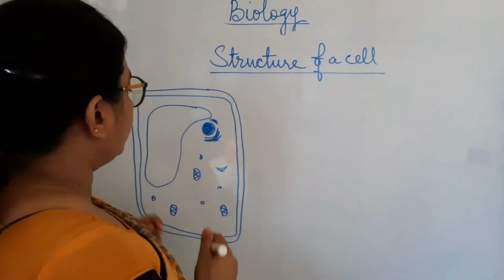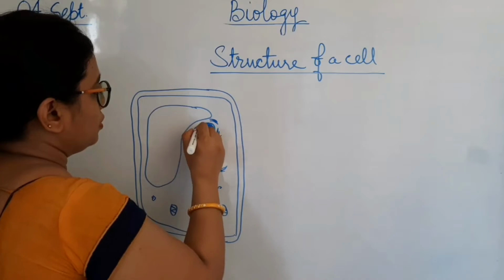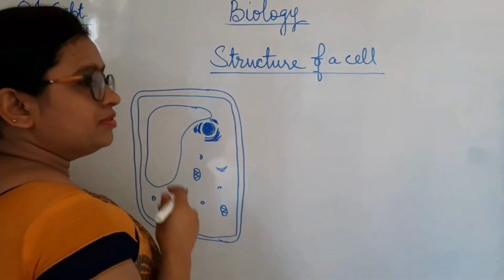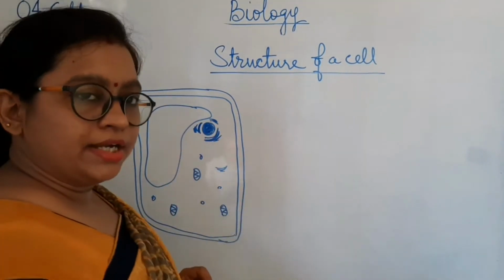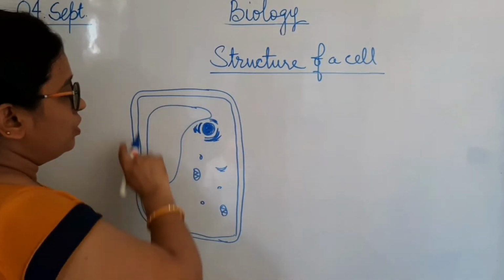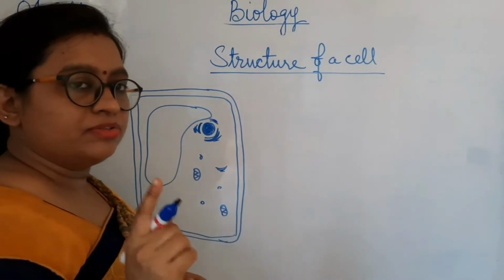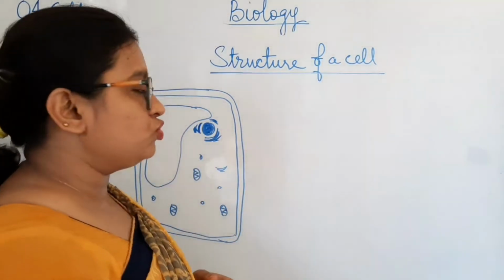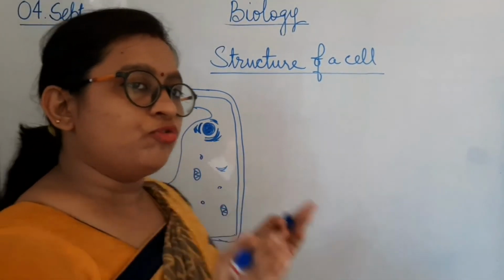So here I have drawn a diagram. This is a plant cell. How can you identify that this is a plant cell? By this having two membranes. Both of the membranes are different. We'll discuss that also. But here I just want to tell you first about the main components of the cell.